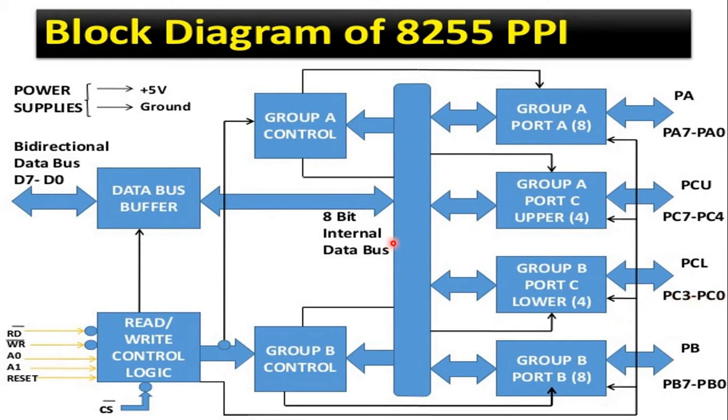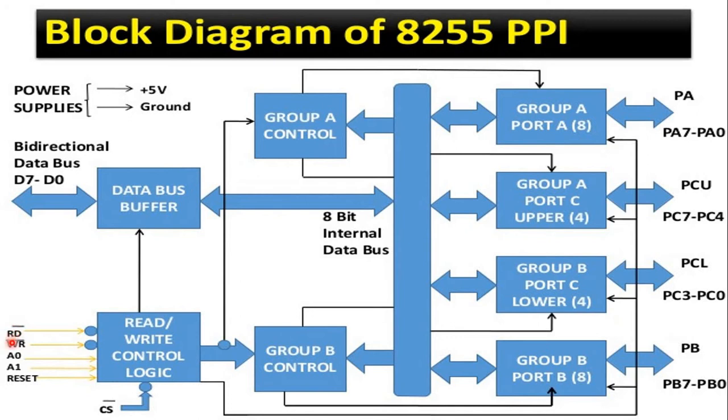You can see the second block, control logic. The control logic has 6 lines. First one, read signal. Second one, write signal. Third one, reset signal. Fourth one, CS signal. Then fifth one, A0, and last one is A1. Let us see one by one. Take the first signal, that is read signal. When this line is low, the microprocessor reads data from a selected I/O port of the 8255. So that is the function of read signal.